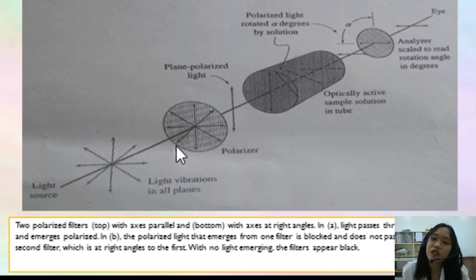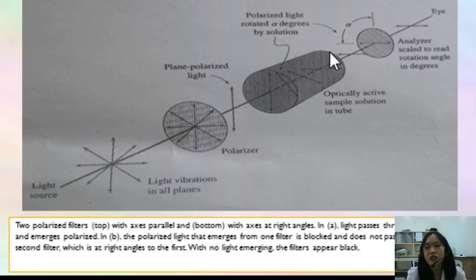Then, you have here the first polarizer. After mag-pass through ng light from the light source, or your normal light, through the polarizer, magiging plane polarized light na lang siya. So, isa na lang ang plane ng light mo, kasi nag-pass through naman siya sa number 1 polarizer. So, single plane. And then, after that, this is the optically active sample solution in a tube. So, ito yung sample tube mo. Dito nakalagay yung sample solution.